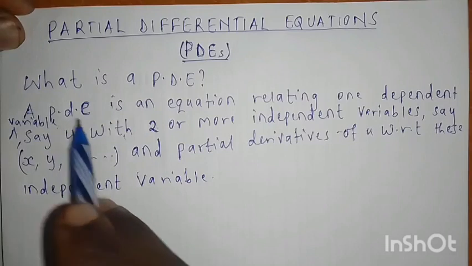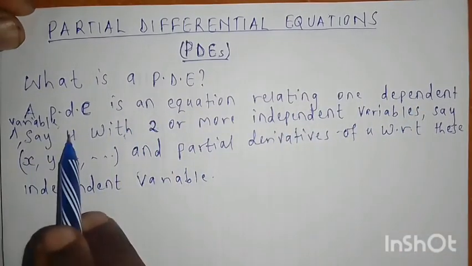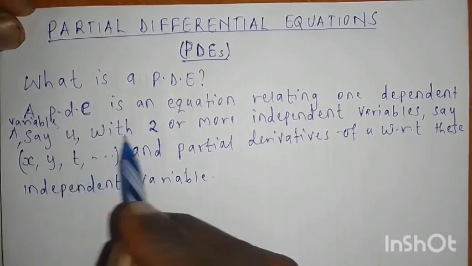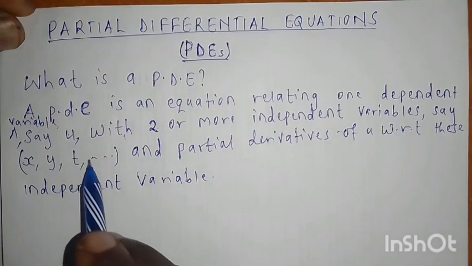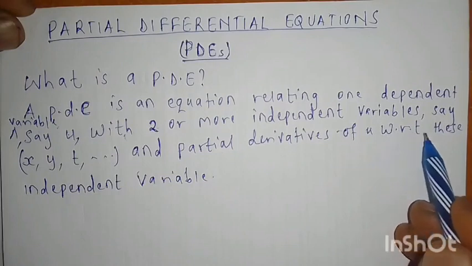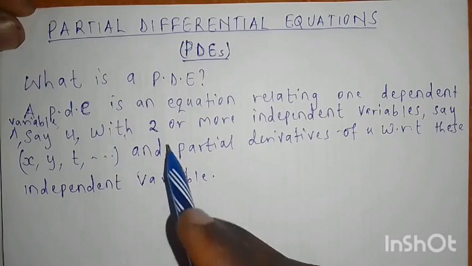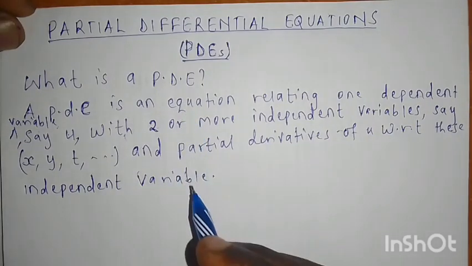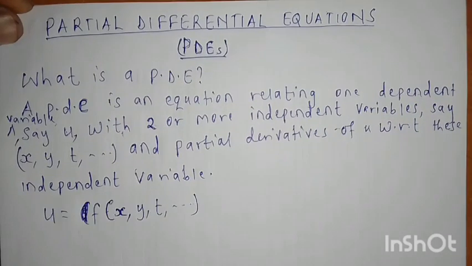A PDE is an equation stating one dependent variable, say u, with two or more independent variables, say x, y, t, and the rest, and the partial derivatives of u with respect to these independent variables. That's how we can define a partial differential equation. Generally, this is how we present a partial differential equation.